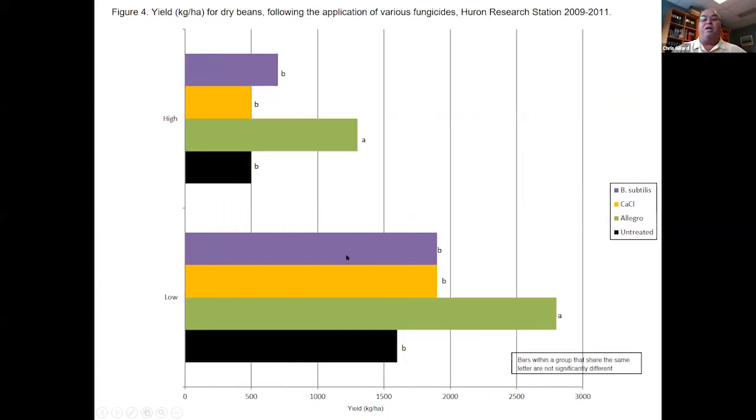When you look at how they performed for yield, these 2 products were similar to the untreated control for yield in both low and high disease sites. So we really got no activity out of them. We didn't bother with economics because they didn't give us a yield response.